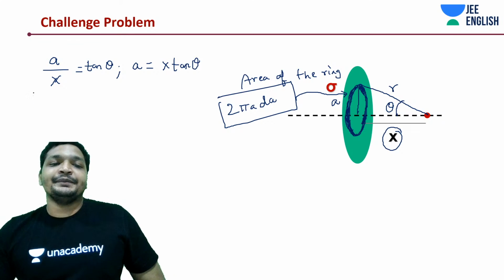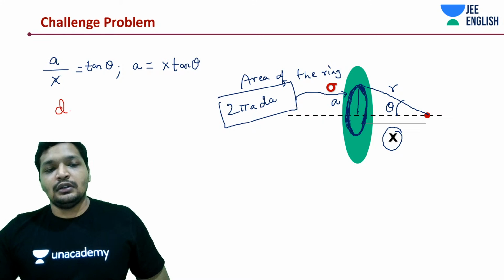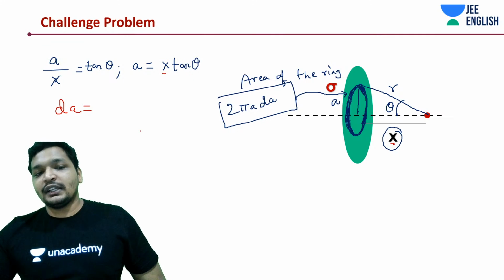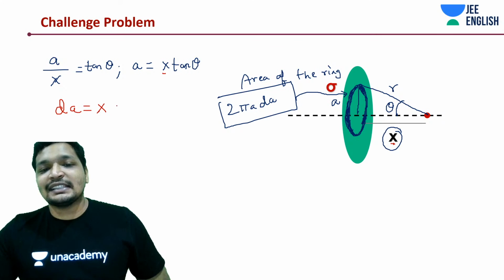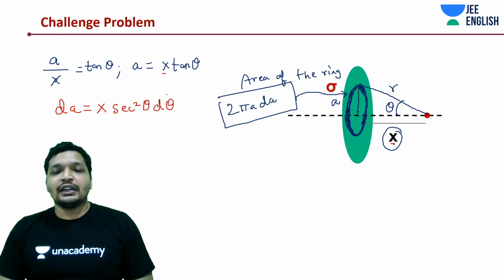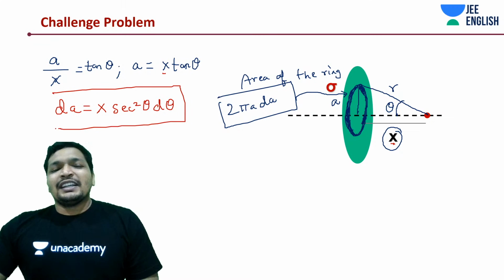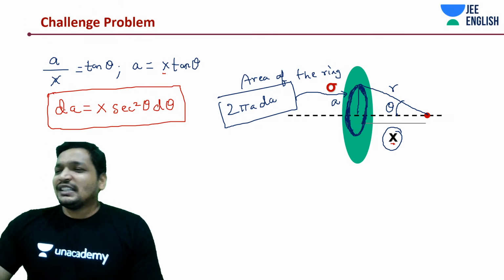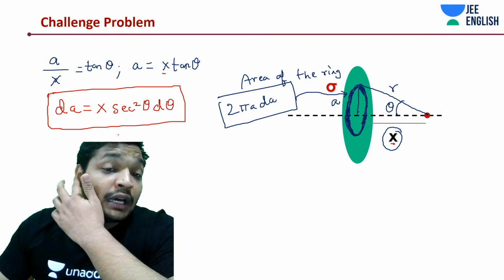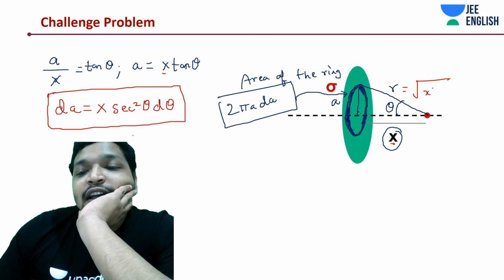What is dA? X is constant, guys. Don't forget, x is just a coordinate over here. This is going to be x sec square theta d theta, and theta differentiated. You can differentiate and do it. Sin theta cos theta. This is one thing that we got. We did this yesterday, didn't we? Yes, we did it yesterday. Do check out yesterday's lecture as well. And one more thing, let me ask you. What is this r? R is under root of x square plus a square.